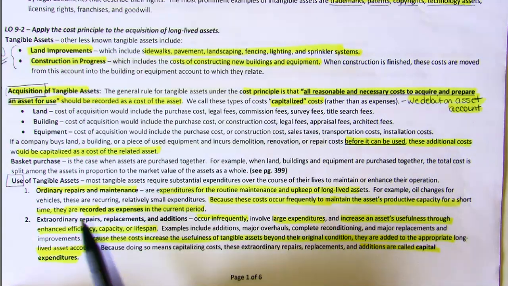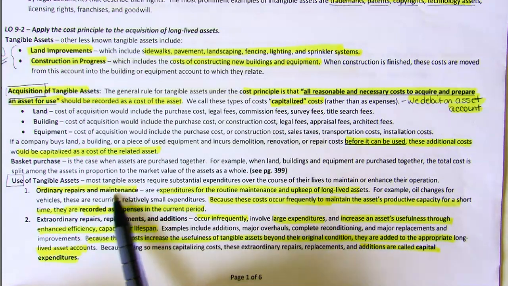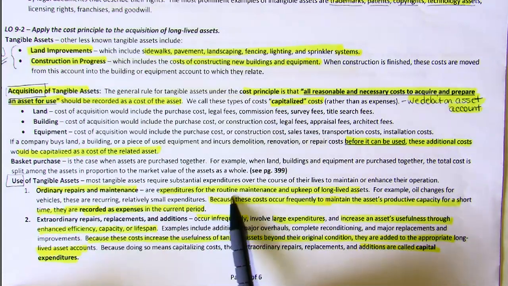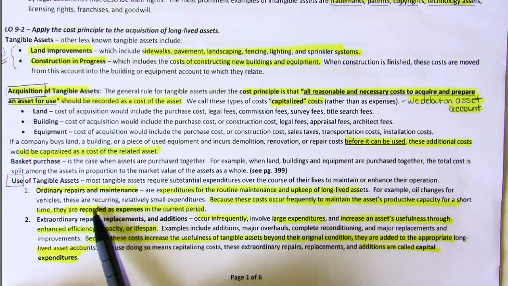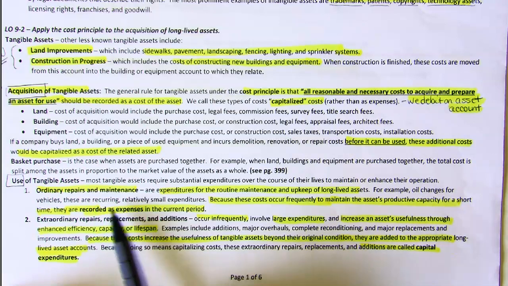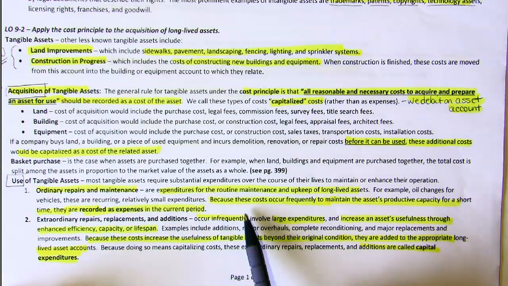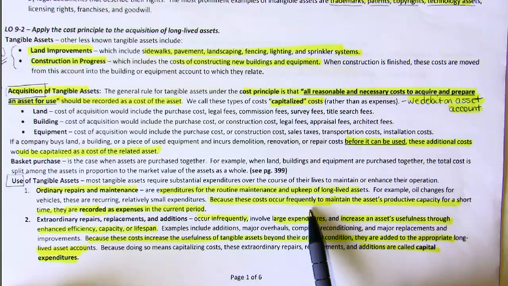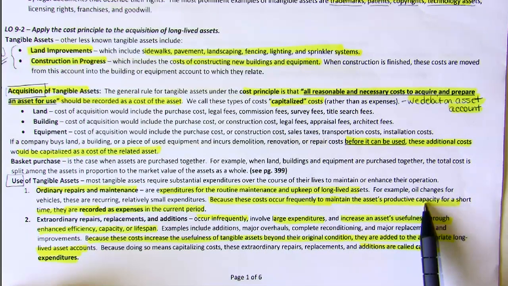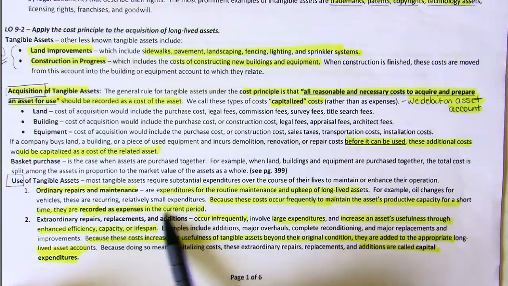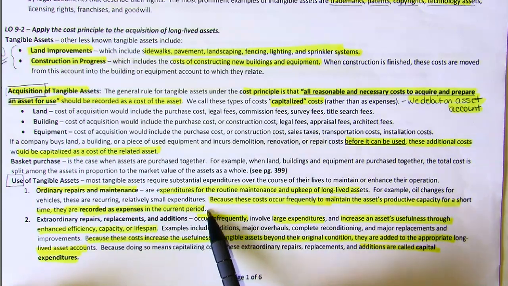So, if what you're paying for is an ordinary repair and maintenance, routine maintenance, just to keep that asset in use, for example, oil changes for vehicles, these are recurring and they're relatively small. Because these costs occur frequently to just maintain the asset's productive capacity, they're recorded as expenses in the current period because they benefit the current period.